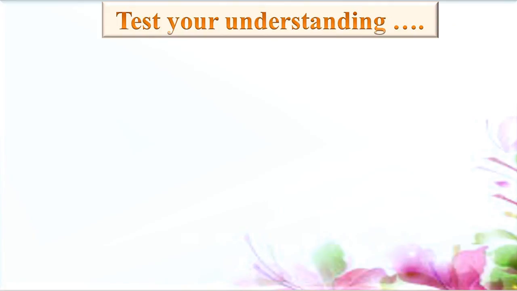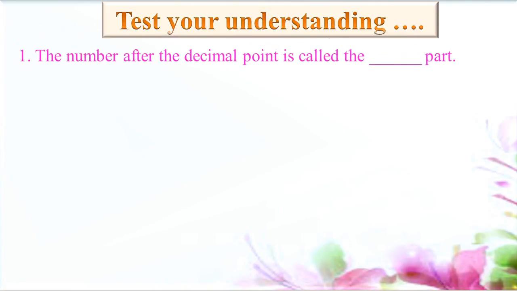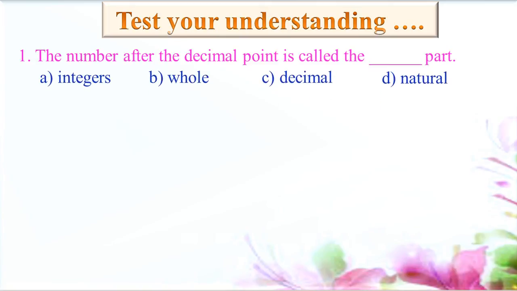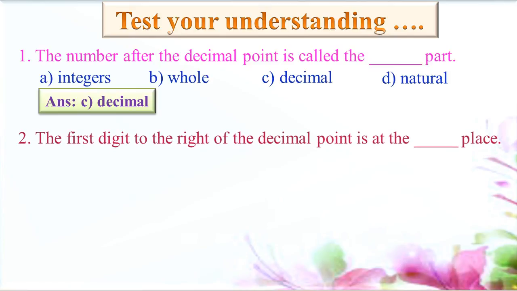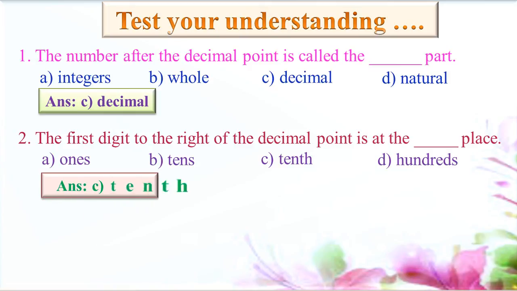Test your understanding. First question: the number after the decimal point is called the dash part. The options are integers, whole, decimal, and natural. The answer is option C, decimal. Second question: the first digit to the right of the decimal point is at the dash place. The options are ones, tens, tenth, hundred. The answer is C, tenth.